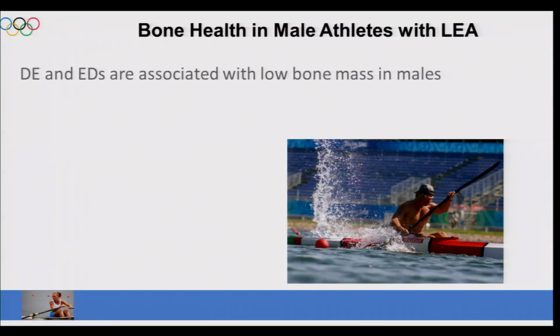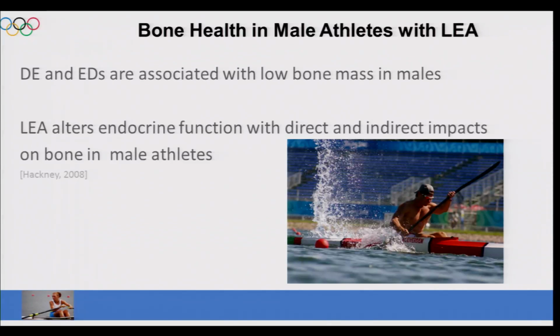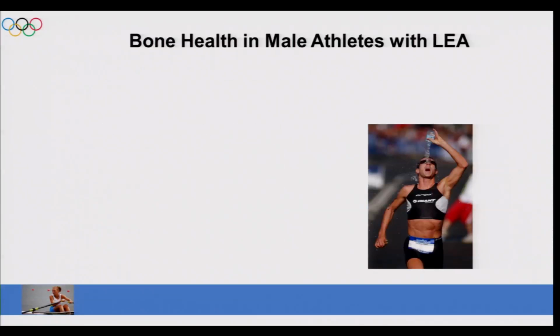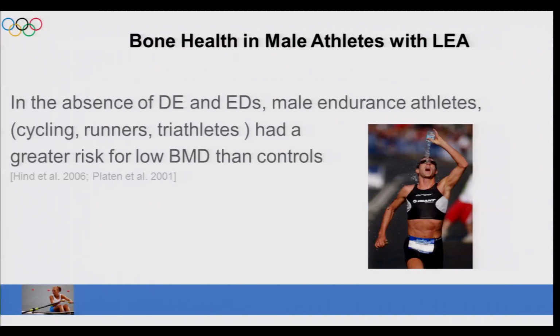With looking at bone health in the male athlete, disordered eating and eating disorders are also associated with low bone mass. We also know that low energy availability alters the endocrine function, both directly and indirectly affecting bone health in males. But even in the absence of eating disorders and disordered eating, if we look at the endurance population, they also had a greater risk of low bone mineral density than controls. So irrespective of the disordered eating, they still can have low bone density.